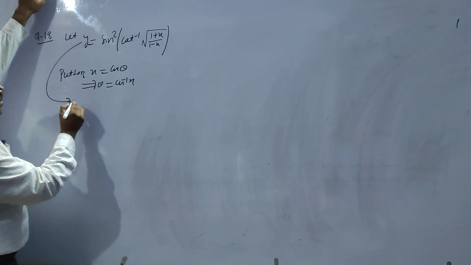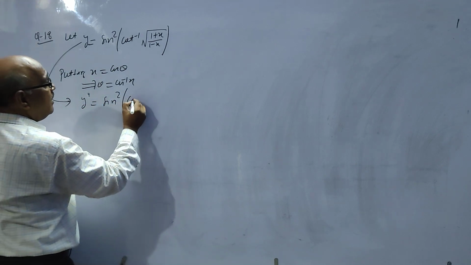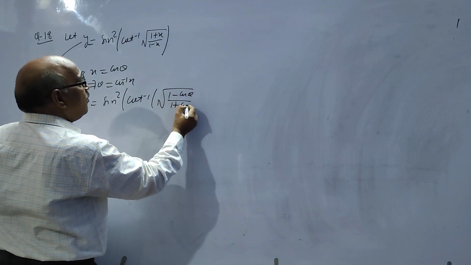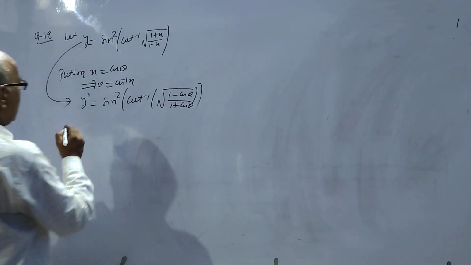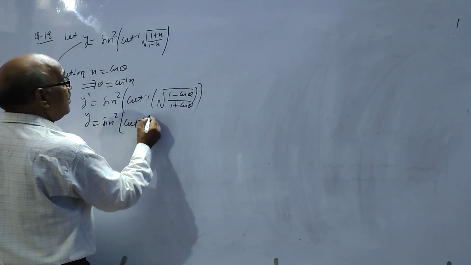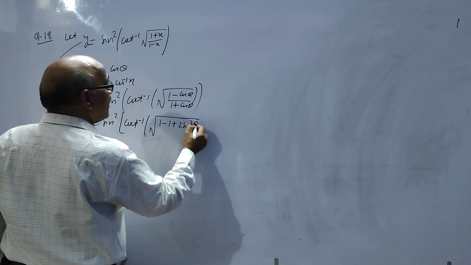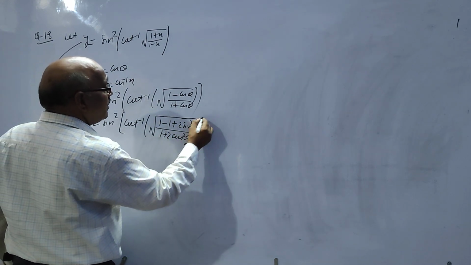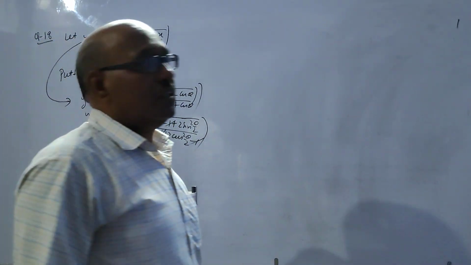Now from here, what is y? y is equal to sine square cot inverse under root (1 minus cos theta) upon (1 plus cos theta). Now simplify this. y is equal to sine square cot inverse under root (1 minus 1 plus 2 sine square theta by 2) upon (1 plus 2 cos square theta by 2 minus 1). Minus 1 is cancelled out by plus 1, to cancel the 1.